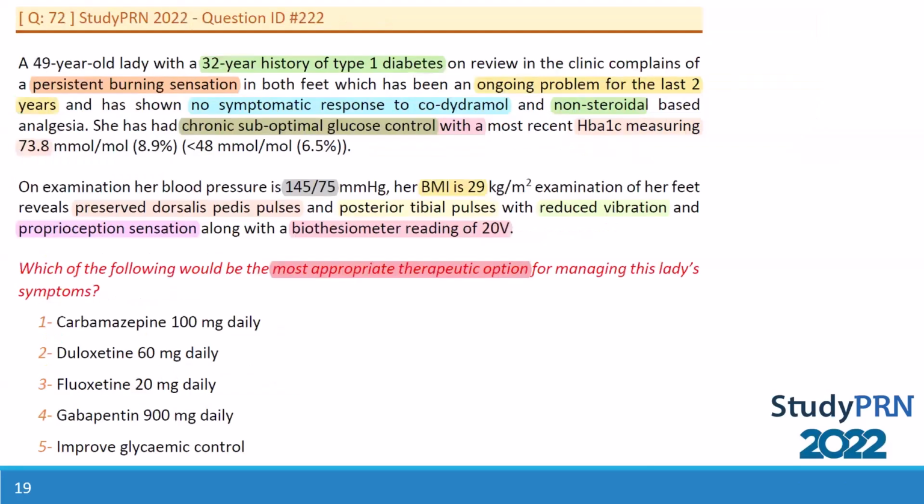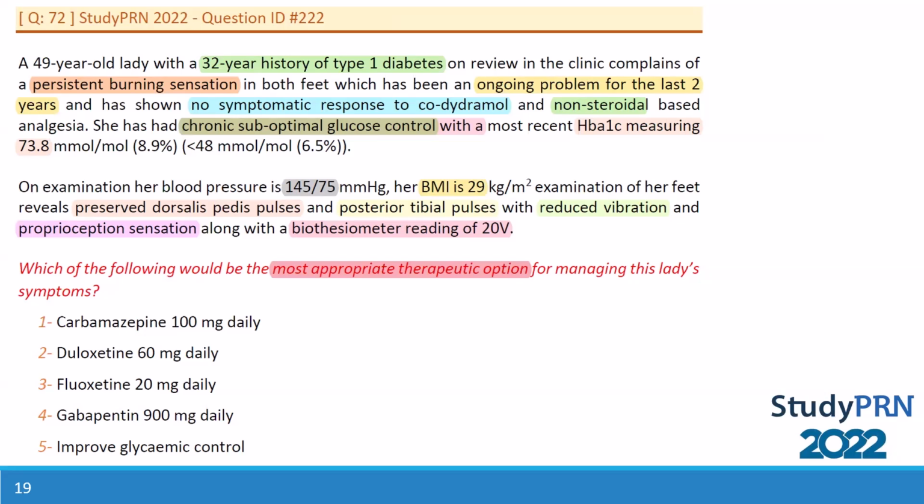The last question in my session today from the study BRN: a 32-year history of type 1 diabetes mellitus, presented with persistent burning sensation. The patient has had an ongoing problem for the last 2 years, and has shown no symptomatic response to co-codamol and non-steroidal anti-inflammatory drugs.